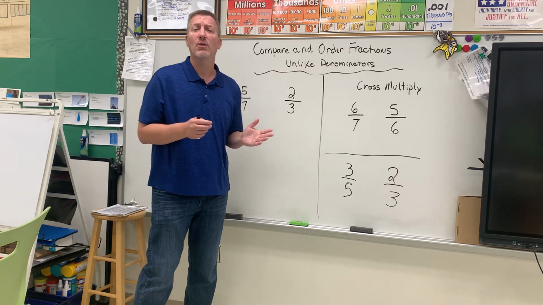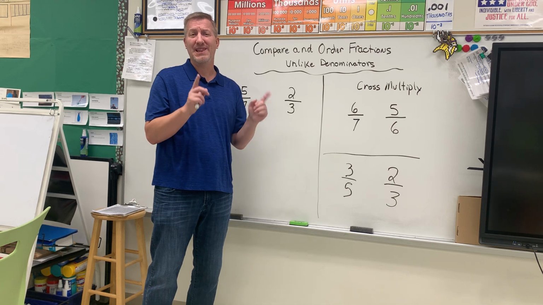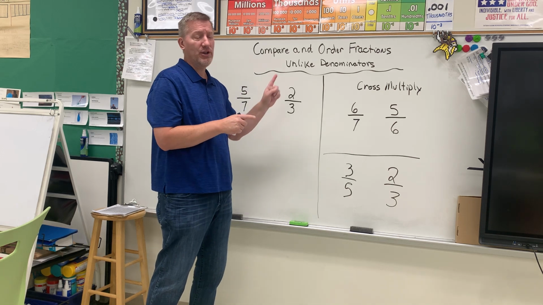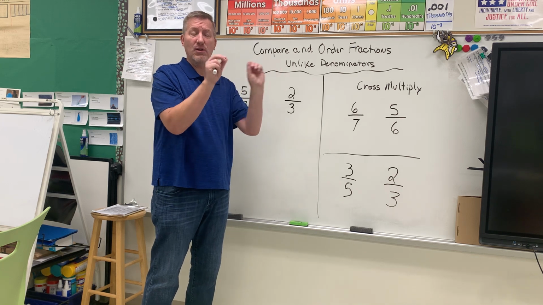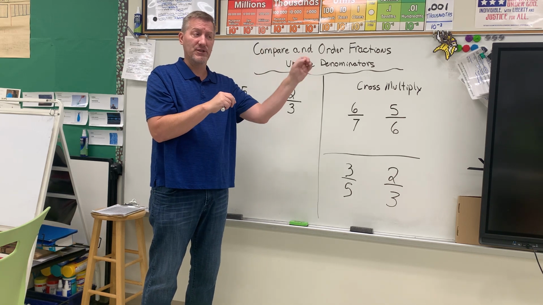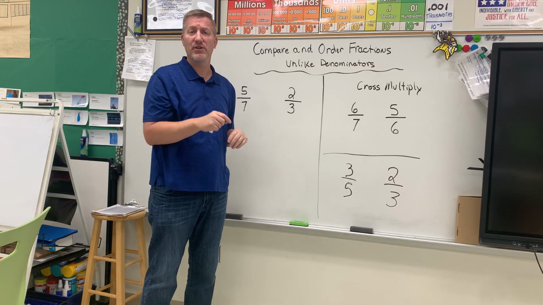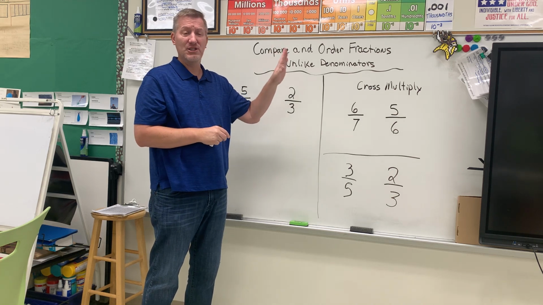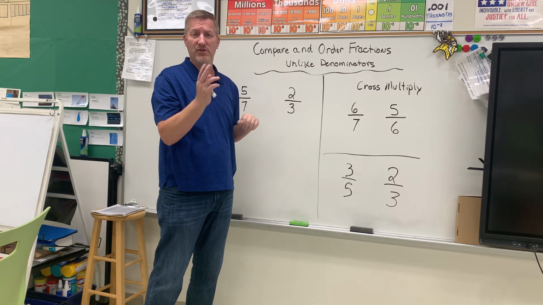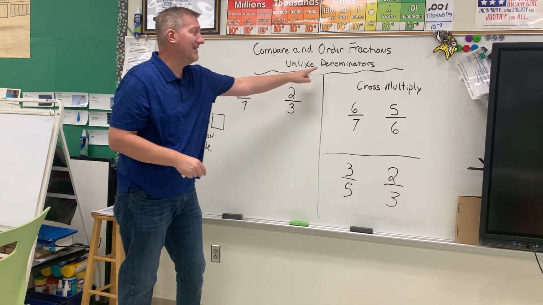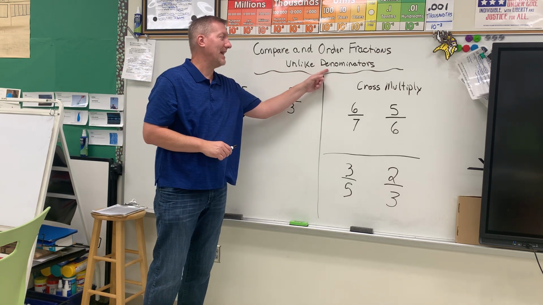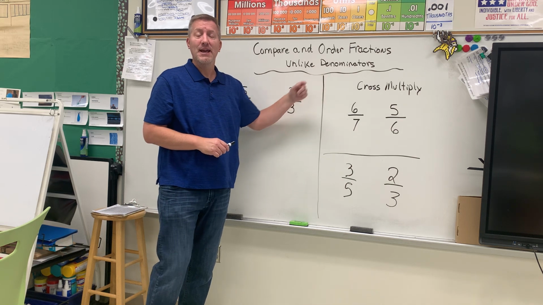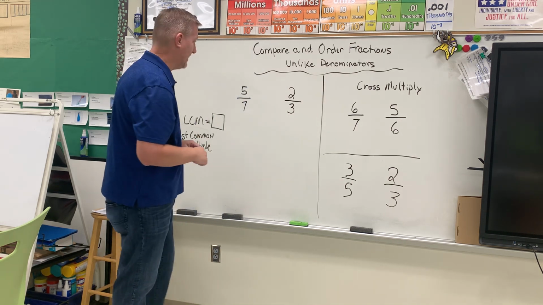Now, we all know if you're comparing fractions with like denominators, all you have to do is look at the numerator and you can tell which one is greater. If 2/3 is greater than 1/3, then you just look at the numerator, 2 is greater than 1. But with unlike denominators, okay, it's a little more complicated.